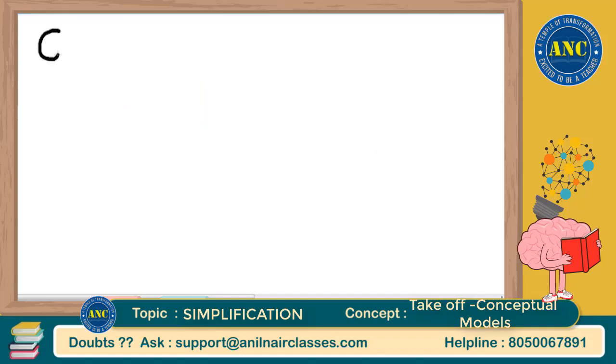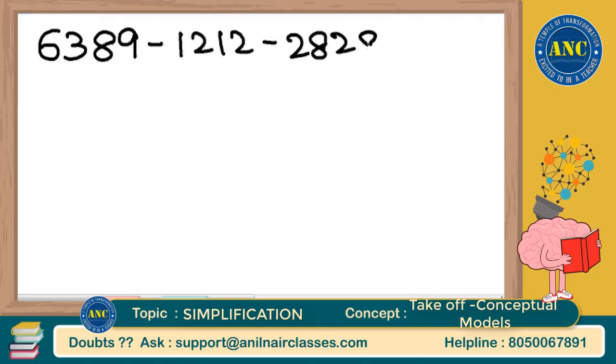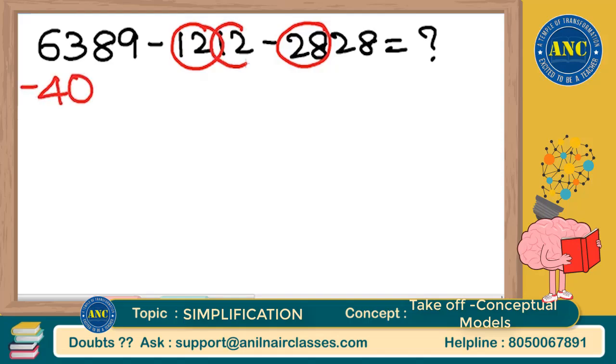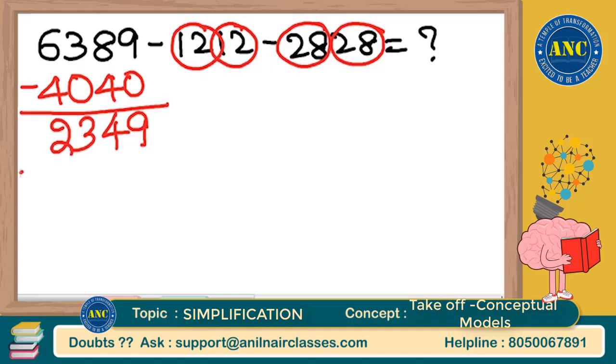Another question, 6389 minus 1212 minus 2828 is equal to question mark. Again very easy. 1212 and 2828, it is 4040. 6389 minus 4040, 2349. Simple. Very easily you will get answers for these questions. I hope the idea is clear.